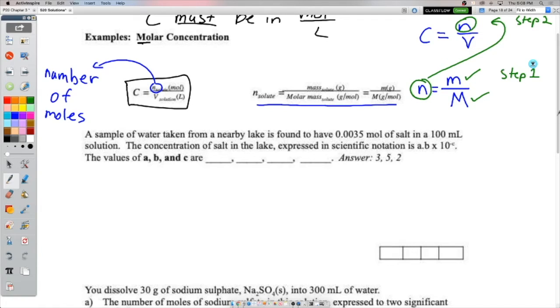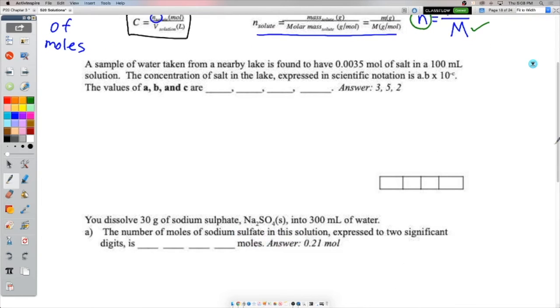This is step 1, this is step 2, okay? If it's a 2-step question, just be on the lookout for 2-step questions. Okay, let's get into it.